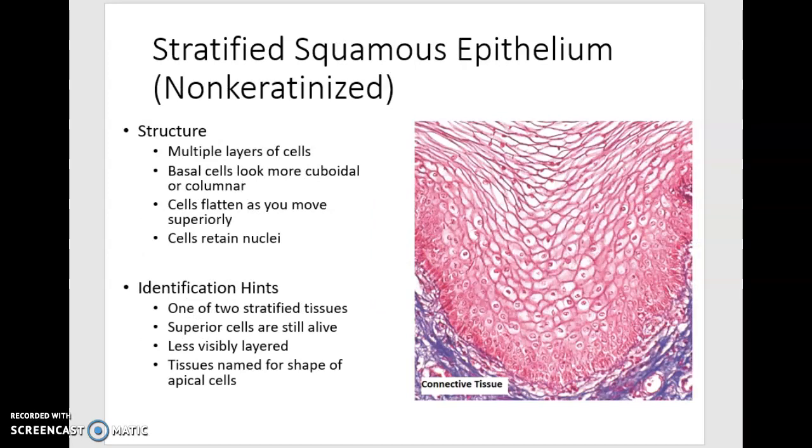Stratified squamous epithelium. The structure has multiple layers of cells. The basal cells look more cuboidal than columnar, but this is why we have to make sure we're looking at the top layer. The superior cells are still alive up here. This is only one of two stratified tissues, and the tissues are named for the shape of the apical cell, so up at the top.